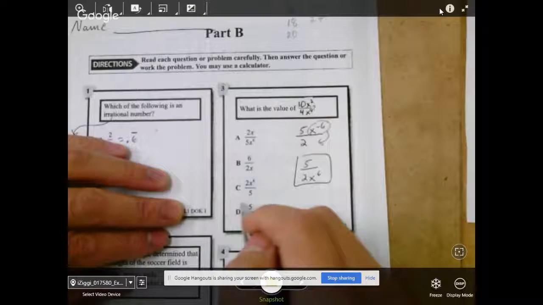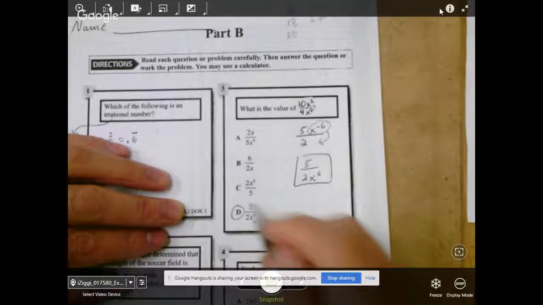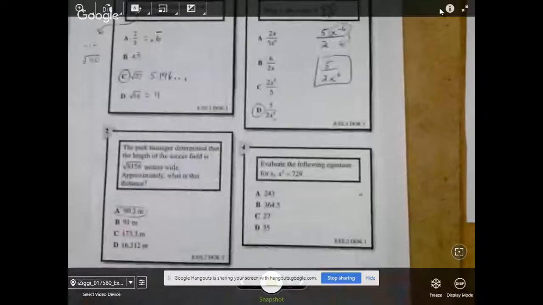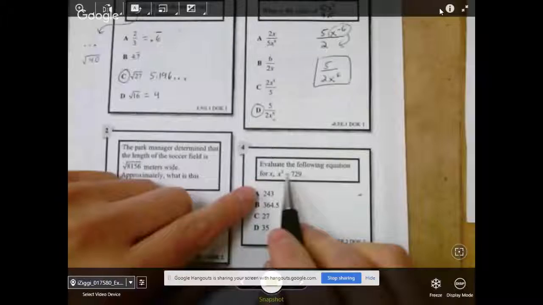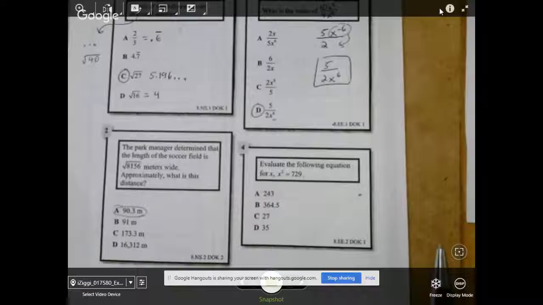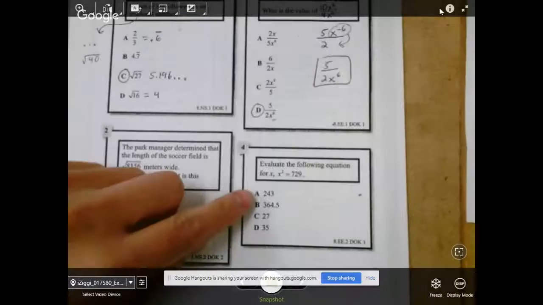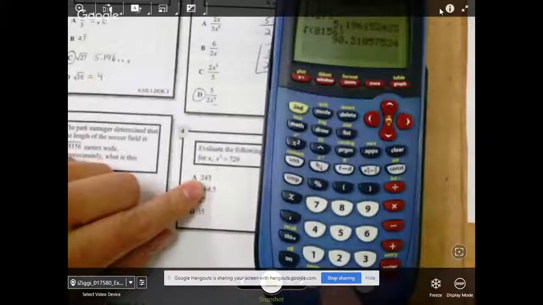Okay, number 4. x squared equals 729. Which one is x squared? Well, you can estimate here a little bit, but you have a calculator. So 243, that's going to be pretty big. If you make it 200, you've got 2 zeros. 200 squared, you're going to have 4 zeros, right?